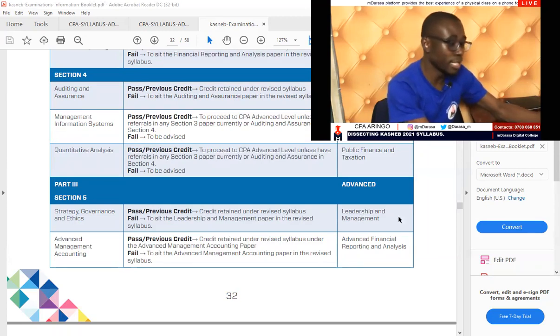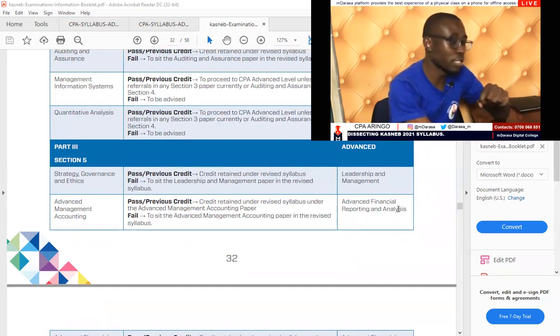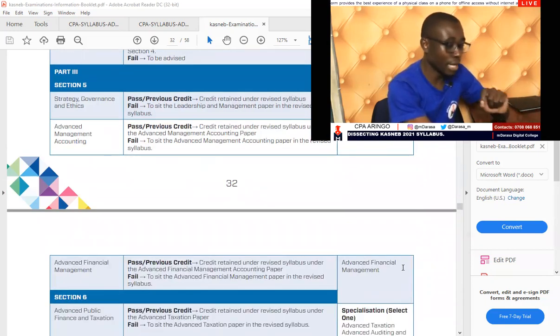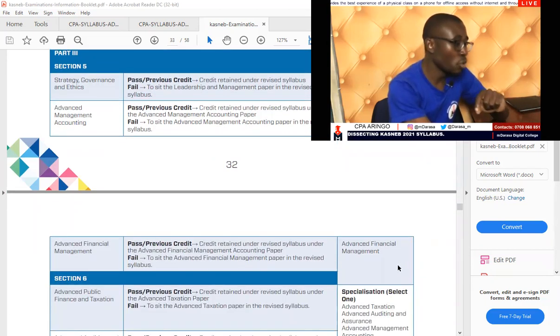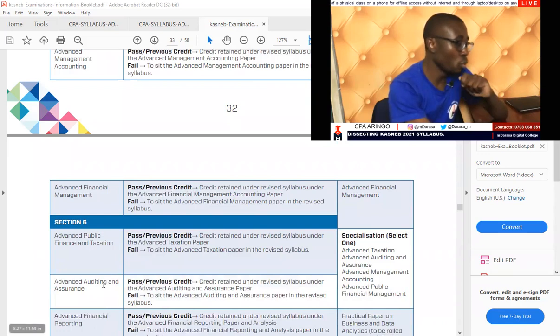You're going to do leadership and management, which used to be SG. You're going to do advanced financial reporting and analysis, and advanced financial management. You're going to do advanced public finance and taxation. You will do advanced auditing and assurance, and you'll also do advanced management accounting. These are the units that you're going to do.